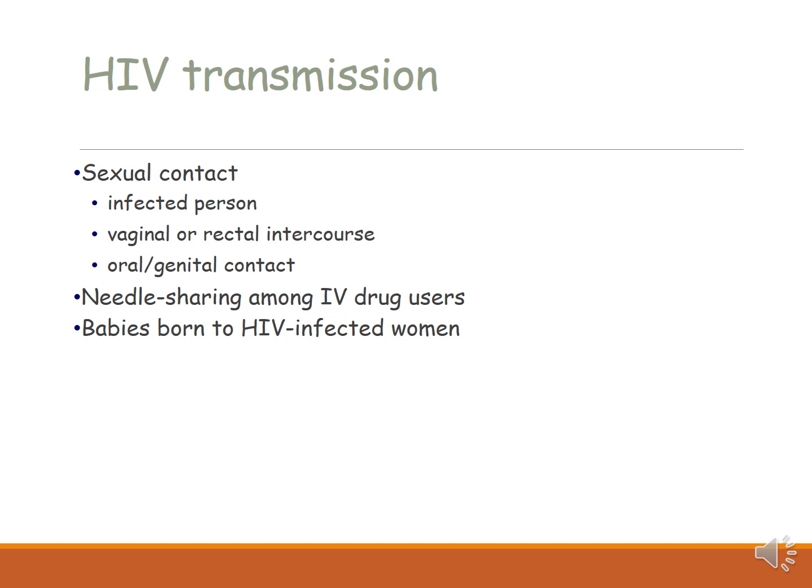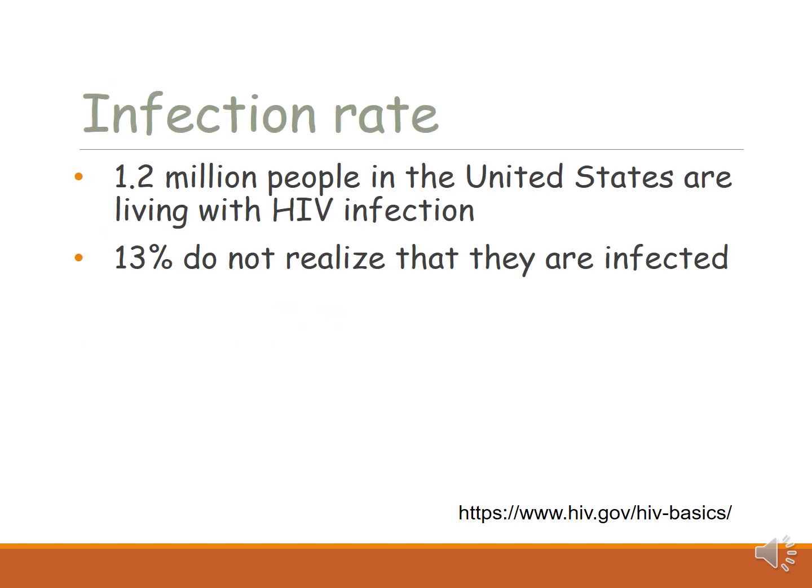HIV is transmitted through sexual contact with an affected individual, through either vaginal or rectal intercourse, or oral genital contact. It can also be transmitted by needle sharing among IV drug users, and it can be transmitted to babies born to an HIV-infected woman. There are currently about 1.2 million people in the United States living with HIV infection, and about 13% do not even realize they are infected.